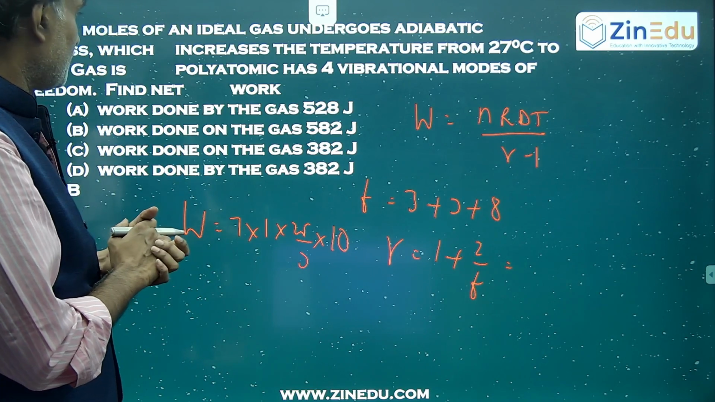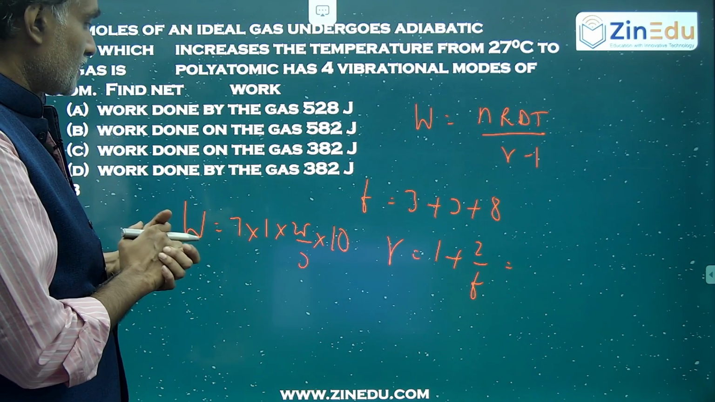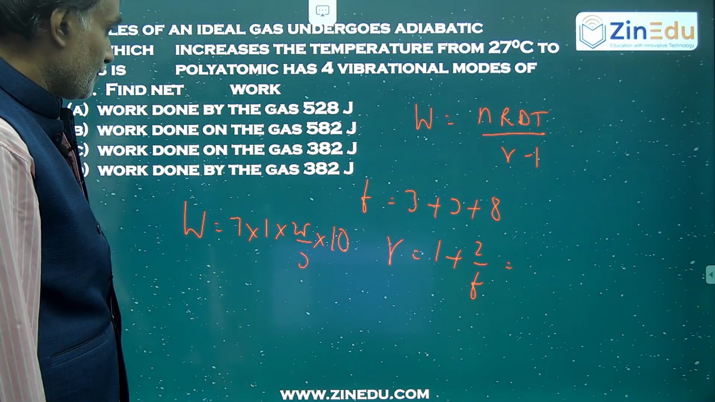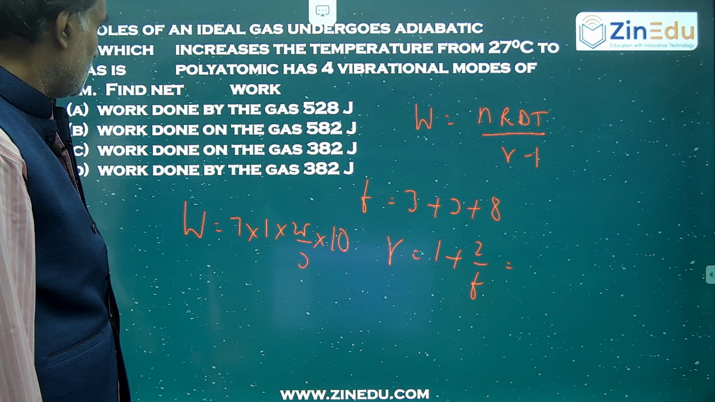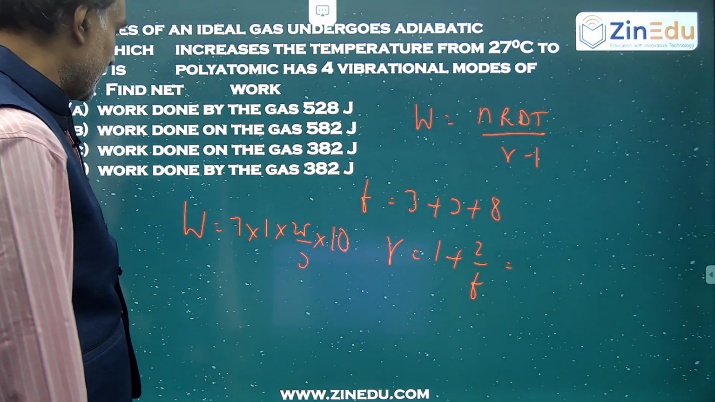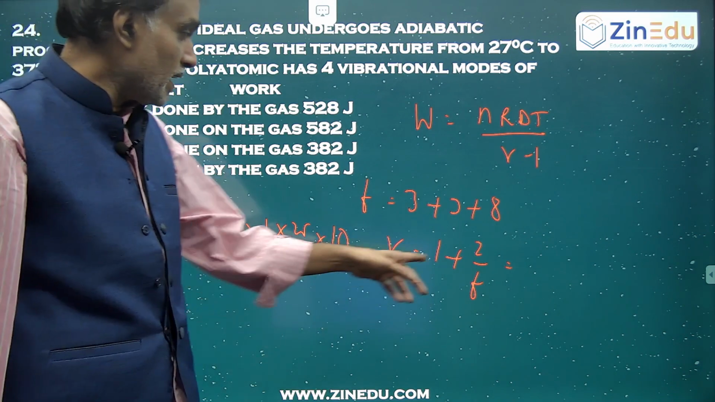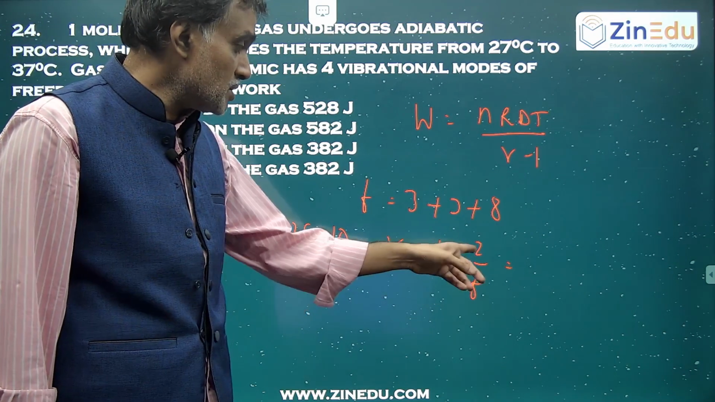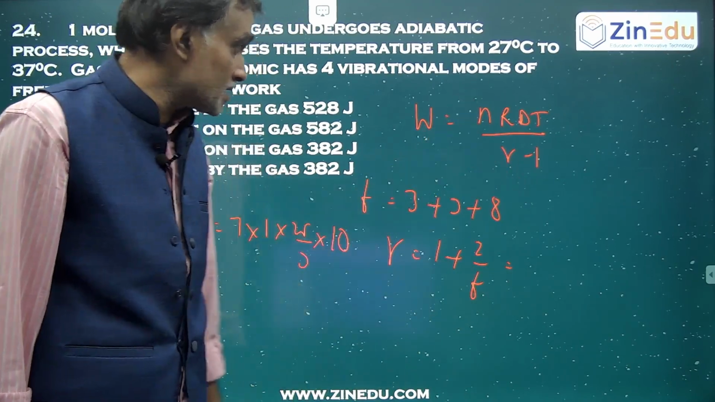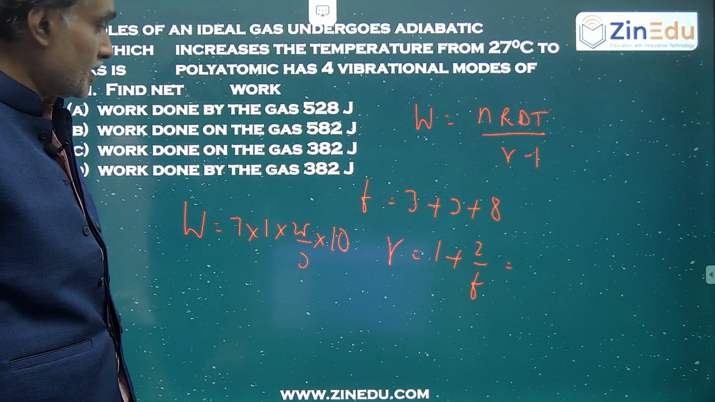Answer is something else, less than around 560. 1 plus 2 by f. So what is gamma? Gamma minus 1 is 2 by f. F is 14, so 1 by 7. So 7 into R into delta T. 27 to 37 is 10. That's all.